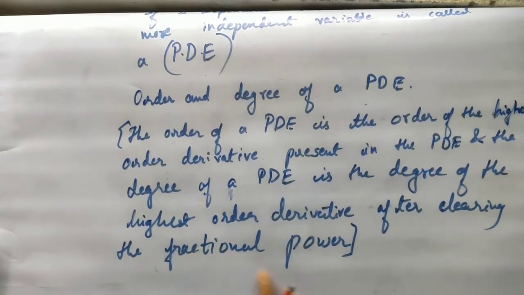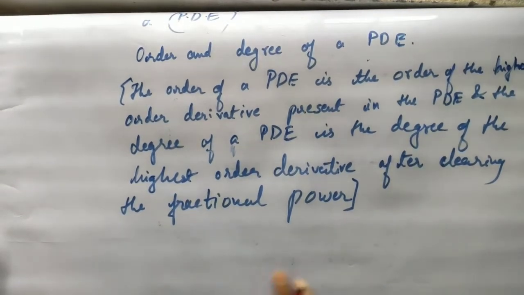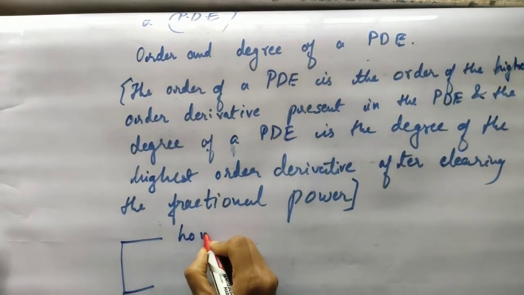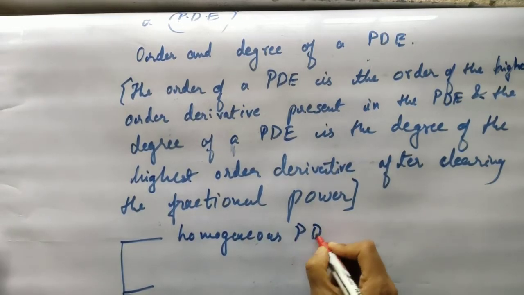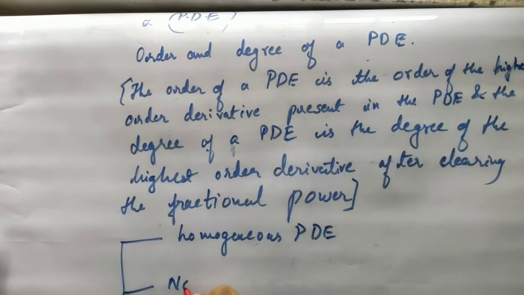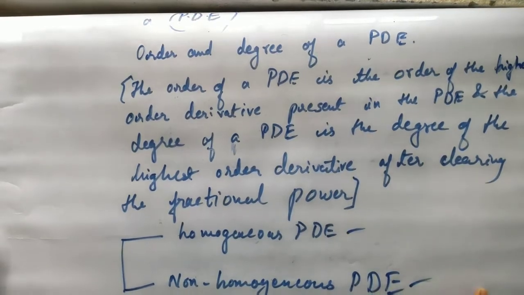Now let us understand the various types of partial differential equations. Basically there are two types: one is homogeneous PDE, and the other is non-homogeneous PDE. Let us discuss what we mean by a homogeneous and a non-homogeneous PDE.